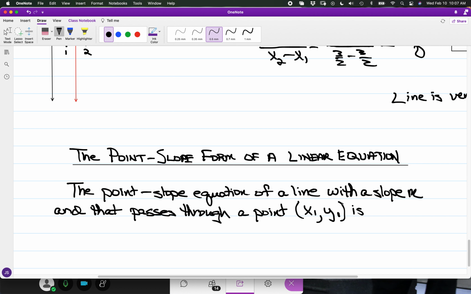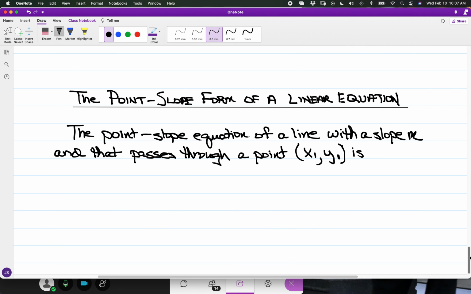Now with this equation, we normally say x before we do y, but in the point-slope equation, we're going to have the y expression at the front. So we're going to have y minus y1 is equal to the slope m times the quantity of x minus x1. So that is going to be the point-slope equation.